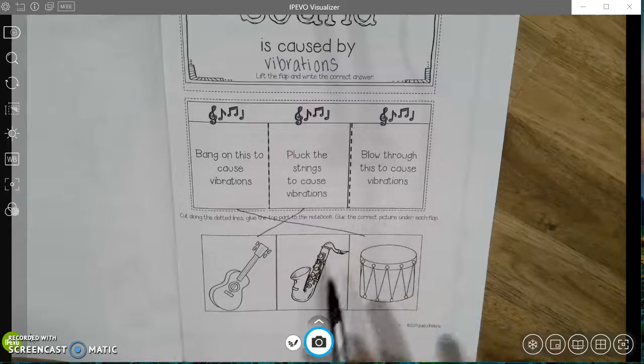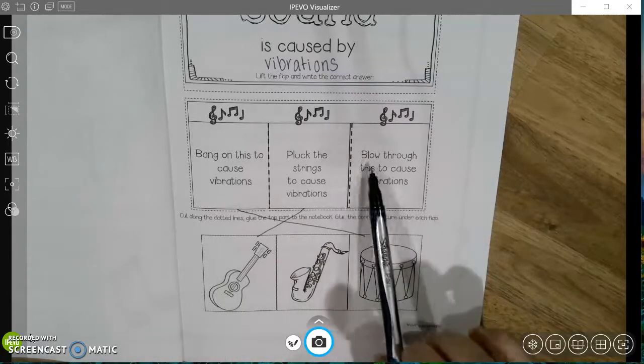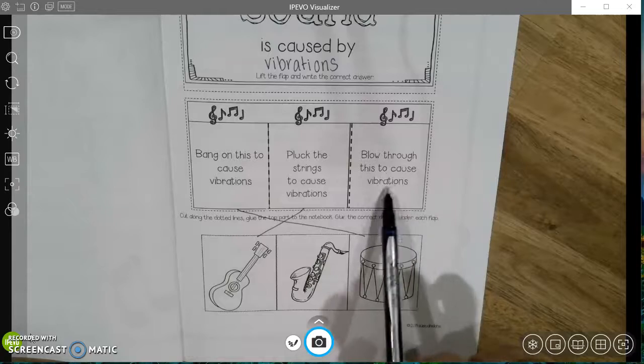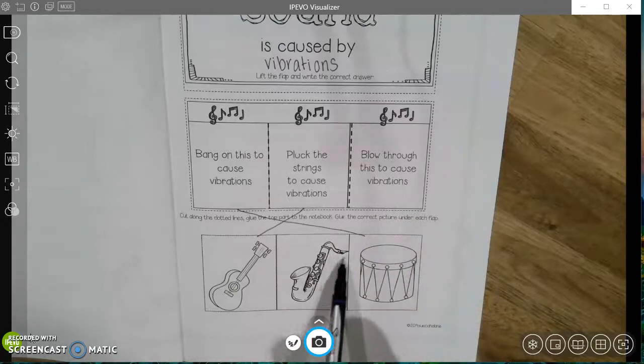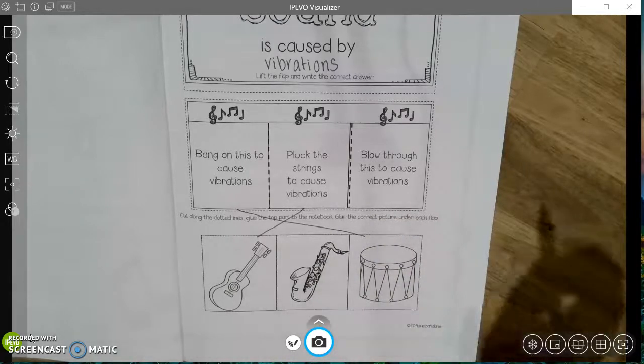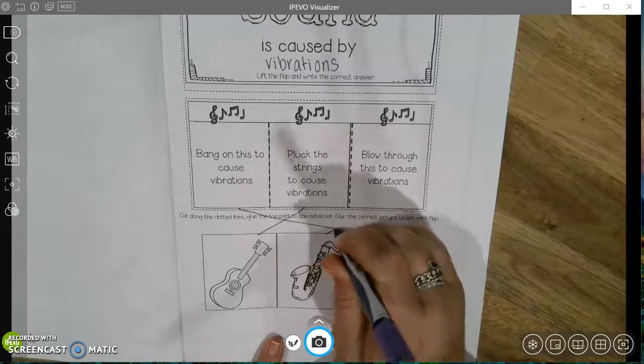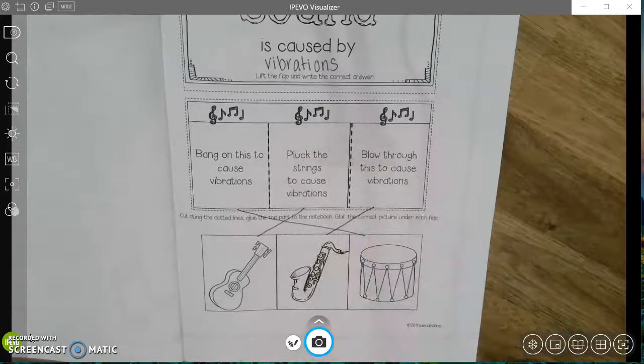That only leaves one box and one instrument, but let's read it just to make sure that it's right. Blow through this to cause vibrations. And we blow through the mouthpiece of the saxophone, right? So we're going to draw another line.